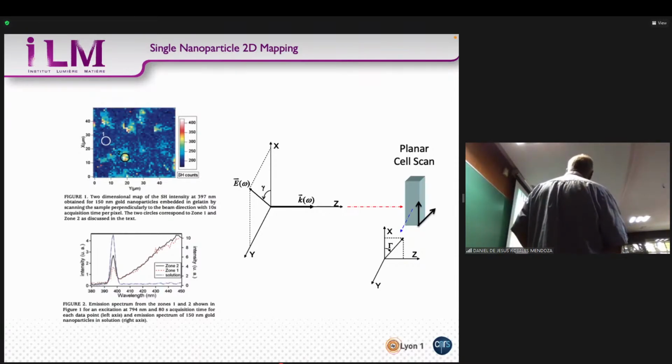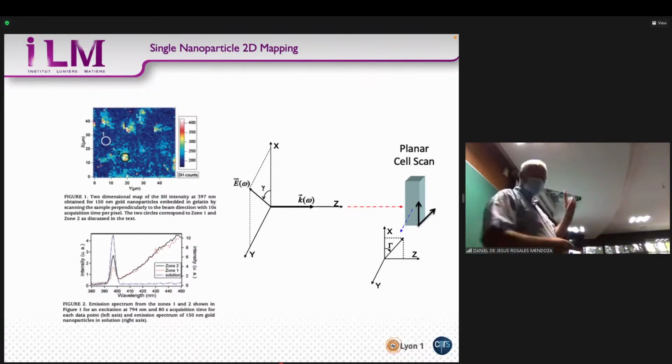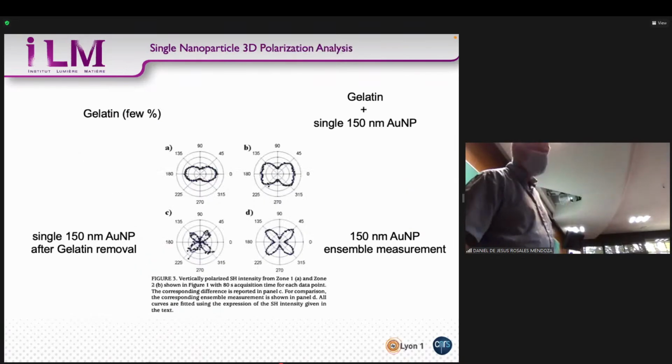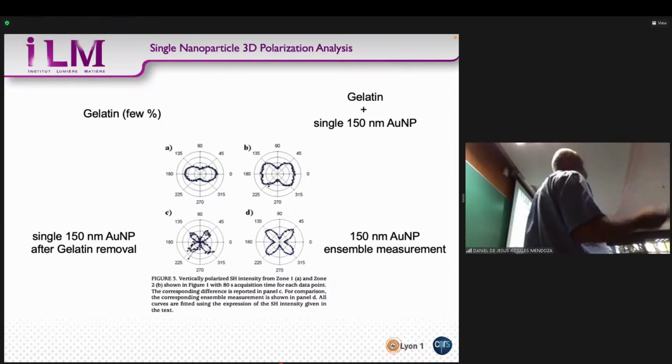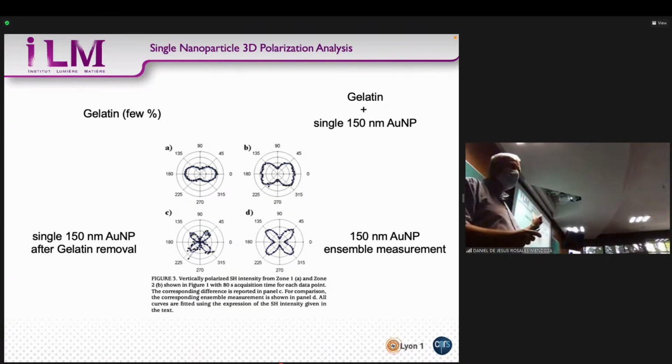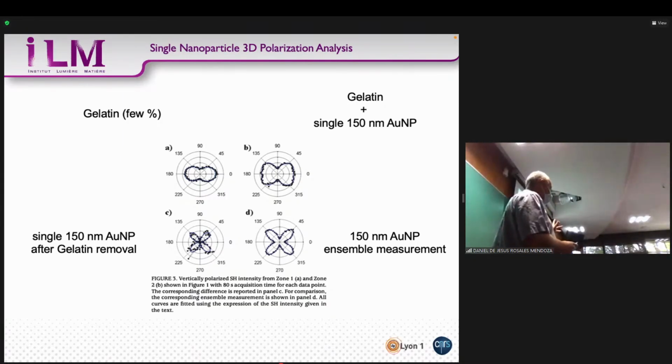So actually, we can do the polarization on a single particle that we spotted when we displaced the cell. And what we get is what was expected. We have here the pure gelatin, which is the matrix. We have here both gelatin plus single particle. We subtract the two, we get this, and this is what you would get from the ensemble measurement. So it works perfectly. Just remember, these are spheres, okay? If it were a different shape, we would need to take into account the orientation when it's fixed.